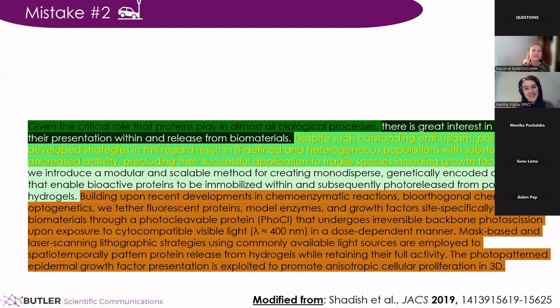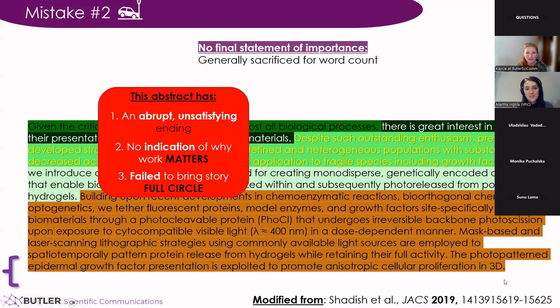Okay, guys, mistake number 2. What do you guys see here? No significance. Yes, exactly. This is another huge mistake that I see all the time, guys. And this is, again, one of the most sacrificed sentences for word count. However, this abstract has a very abrupt and unsatisfying ending.